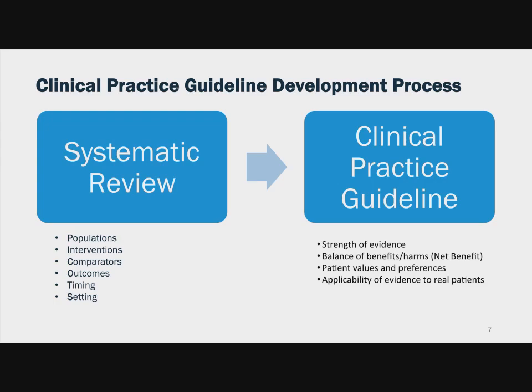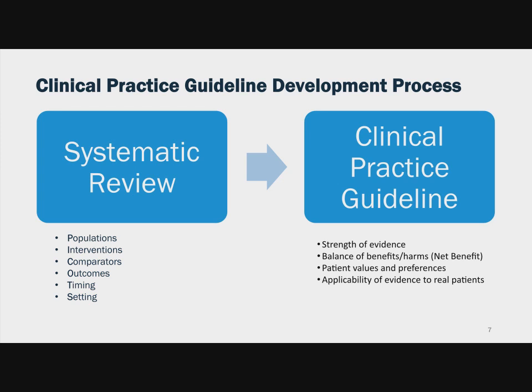So this is a brief diagram of how this process works. Fundamentally, you've got your systematic review, with an arrow leading to your clinical practice guideline. In the systematic review, you've got what we call your PICOs: populations, interventions, comparators, outcomes, timing, and setting. Those are all pre-specified in advance, and that leads into your clinical practice guideline.